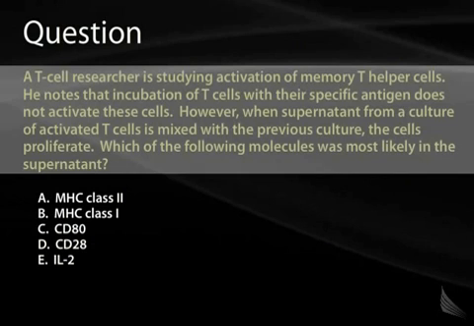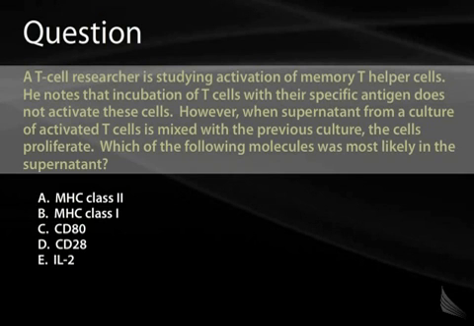So a question here: a T cell researcher is studying activation of memory T helper cells. He notes that incubation of T cells with their specific antigen does not activate these cells. However, when supernatant from a culture of activated T cells is mixed with the previous culture, the cells proliferate. Which of the following molecules was most likely in the supernatant?